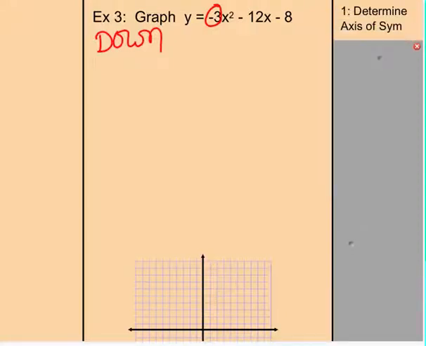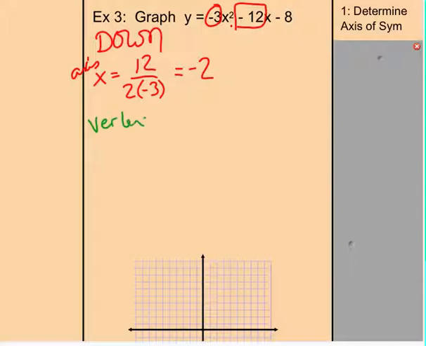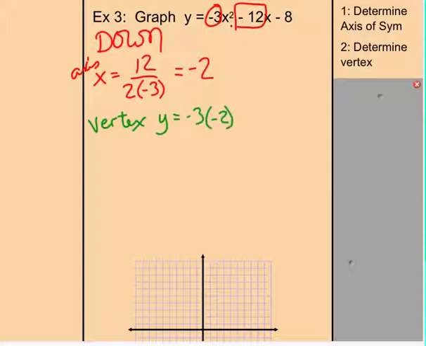All right, axis of symmetry, x equals the opposite of b, or positive 12, divided by 2 times a, that lead coefficient that we just looked at to decide our graph opens down, negative 3. 12 divided by negative 6 is negative 2. To find our vertex, we substitute that back into the equation. Negative 3 times negative 2 squared minus 12 times negative 2 minus 8.